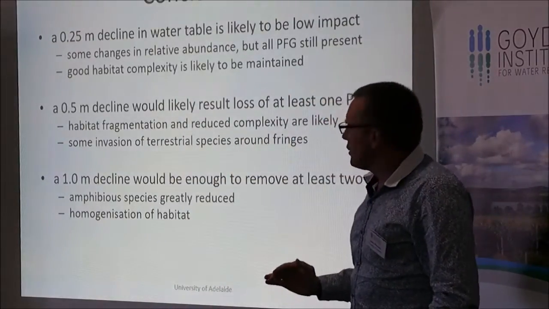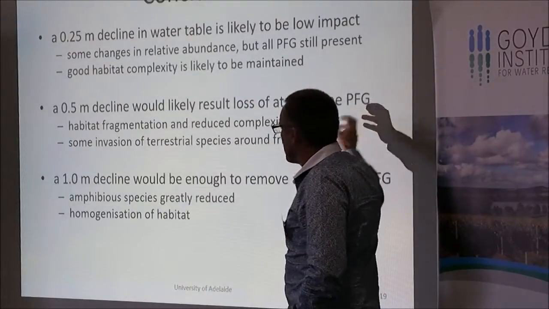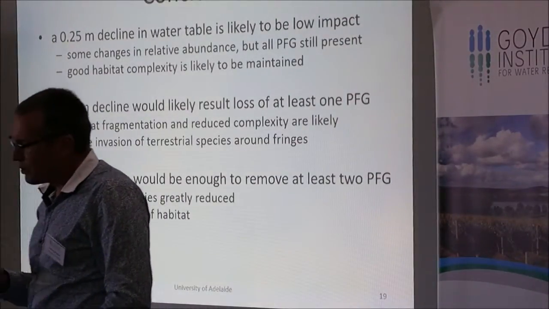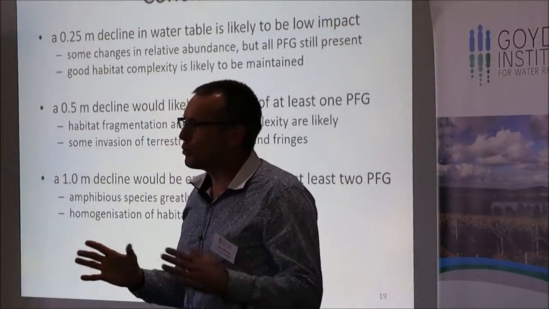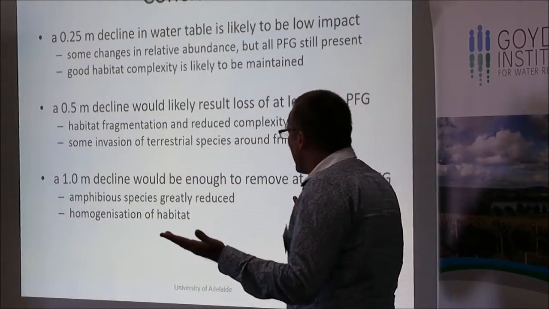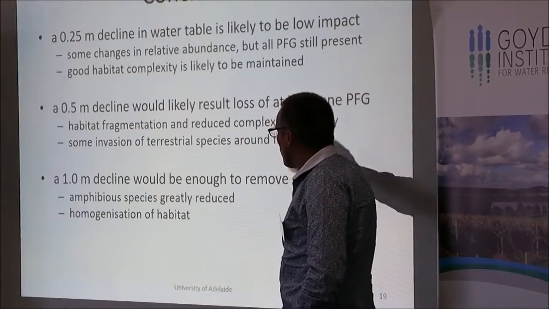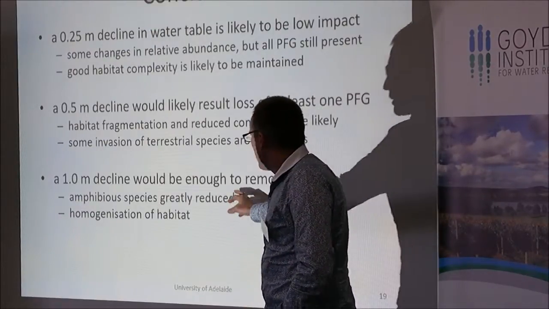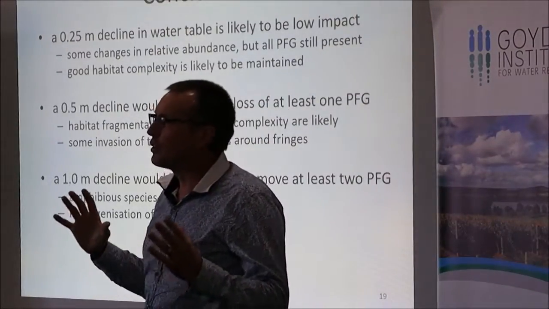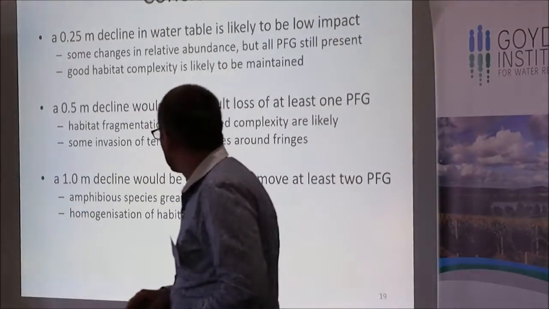So we'll still have the terrestrial type, right through to the amphibious and submerged types. If groundwater continues to decline, so if the climate dries out, then we are going to start losing some of these plant functional groups. And with a 1 metre decline, that would be enough to remove a few of the different plant functional group types. So depending on where we end up in the scenario with climate, will determine what species are going to be available and whether we start to lose, in particular, some of these amphibious species and the habitat becoming more homogenised, so more of our wetlands looking similar.